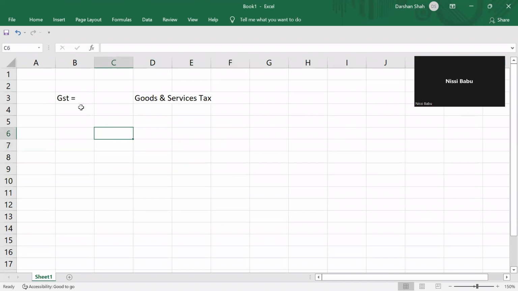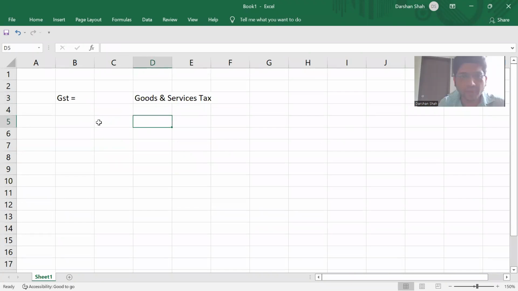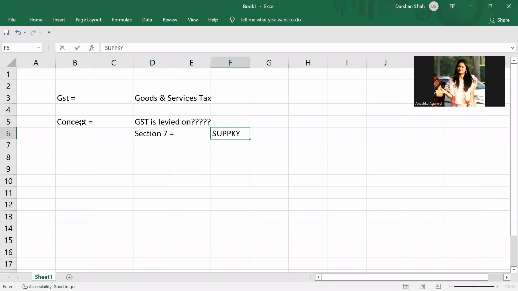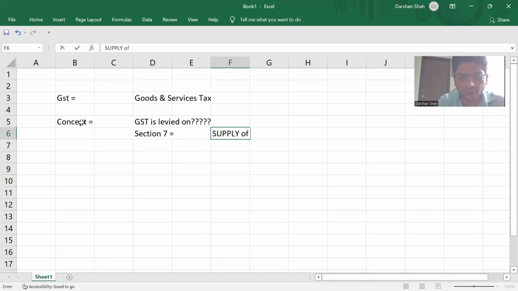So we started with goods and services tax. The main concept of GST is levied on what? GST is charged on what? Section 7. GST is charged on supply. Supply of goods and services. So yesterday's whole session we focused on the concept of supply. What is a supply? What is considered as supply? That we studied yesterday. So today, once we know whether it is a supply or not, now we'll calculate value of supply.